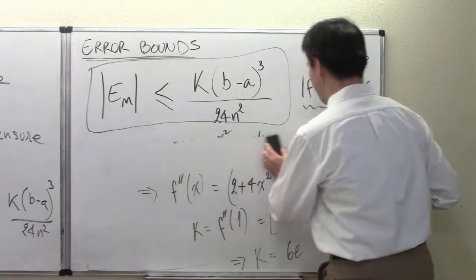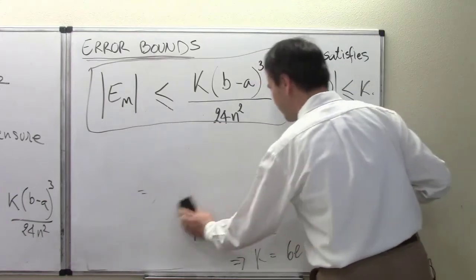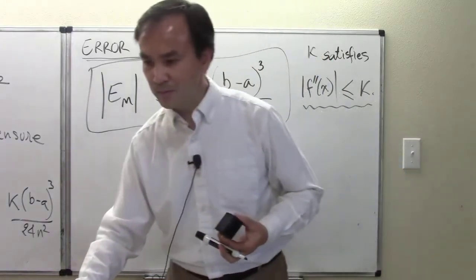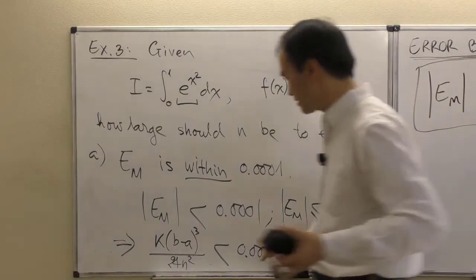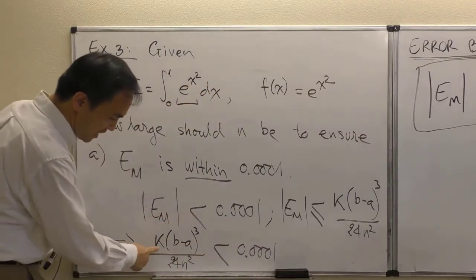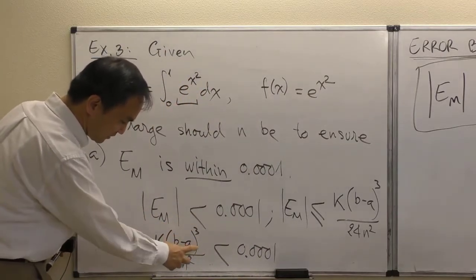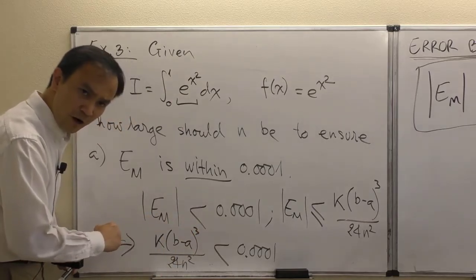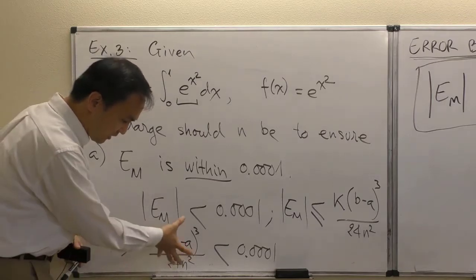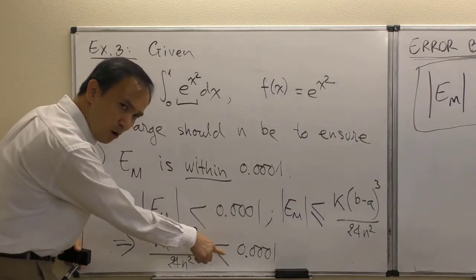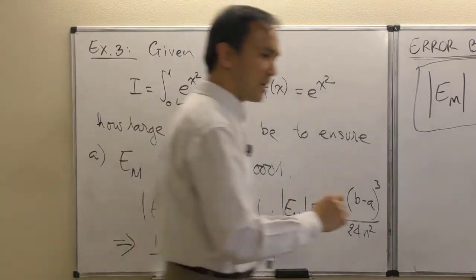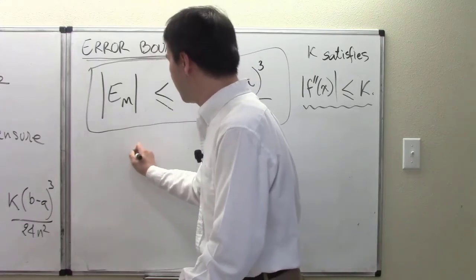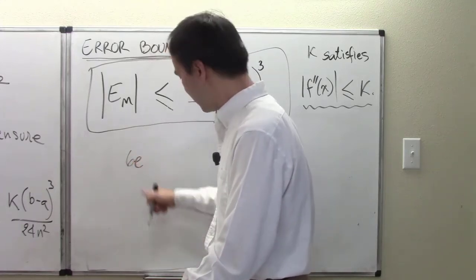So now allow me to come back to the other board and recall a couple things. At this point, as we are ready to put the pieces together, we want this expression, k times the difference b minus a to the cube power over 24n squared, all that whole expression there, to be less than 0.0001. So with our k now ready, we're looking at 6e, because that's our k.